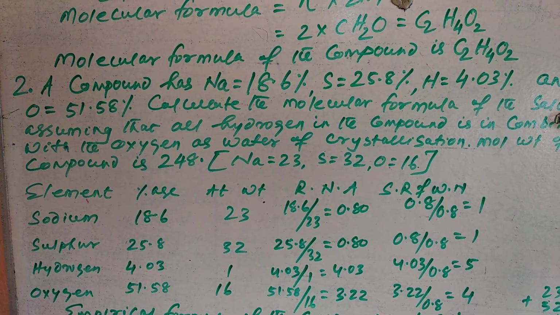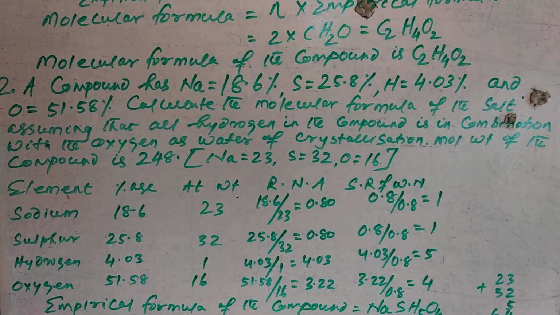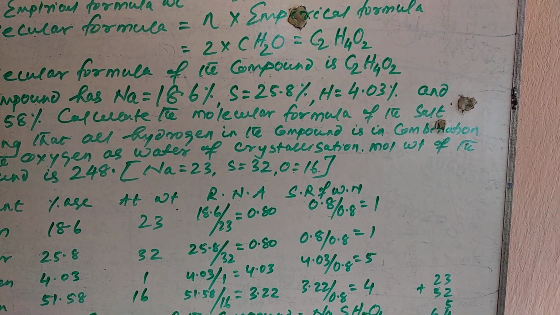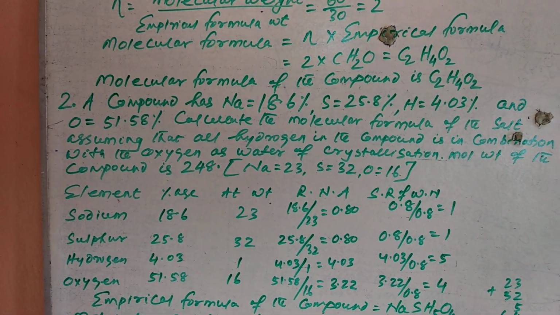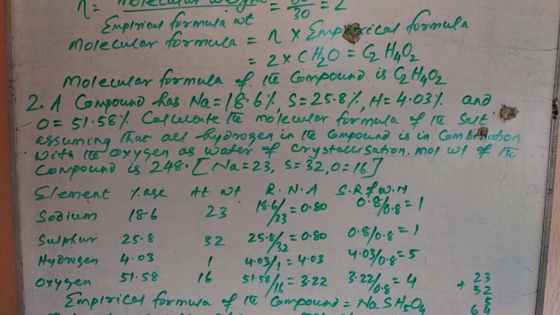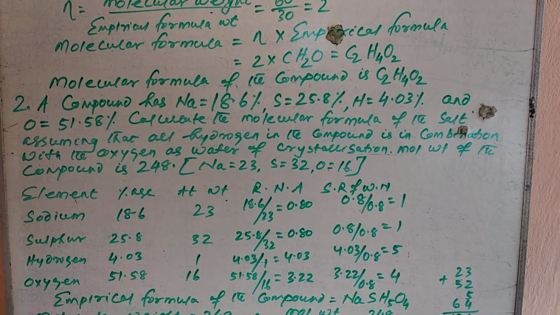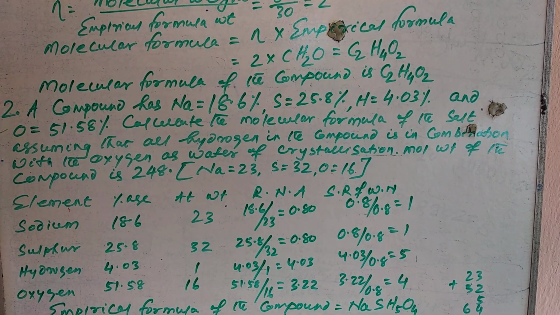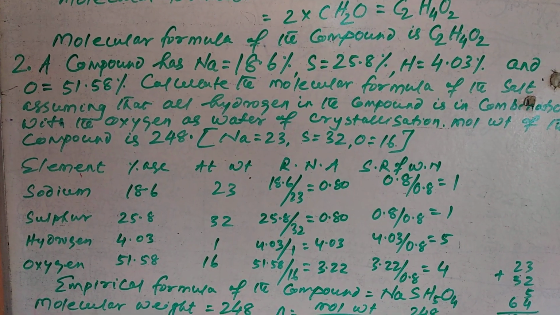Now, coming to the same procedure, first of all, you have to make 5 columns, that is element, percentage composition, atomic weight, relative number of atoms, and the simplest ratio of whole numbers. Now, in the element column, we have sodium, sulfur, hydrogen, oxygen. The percentage of sodium 18.6, that of sulfur 25.8, hydrogen 4.03, oxygen 51.58. Atomic weight of sodium 23, that of sulfur 32, hydrogen is 1, oxygen is 16.